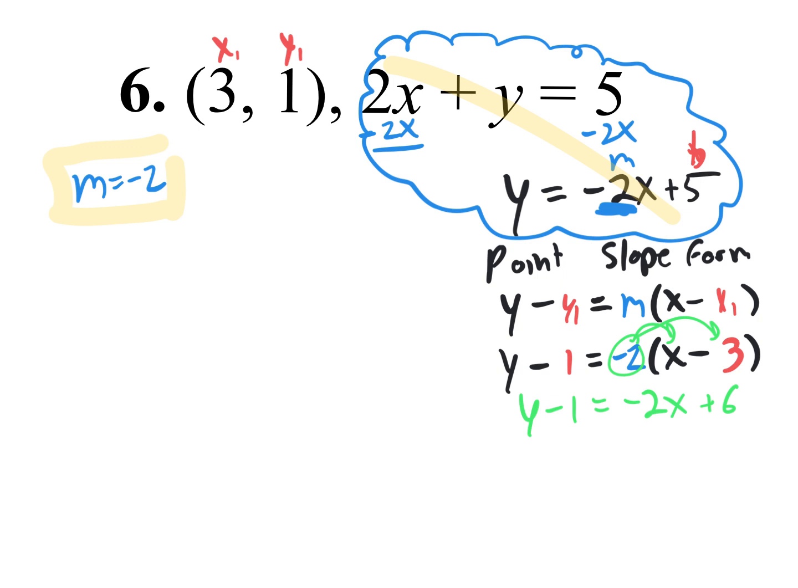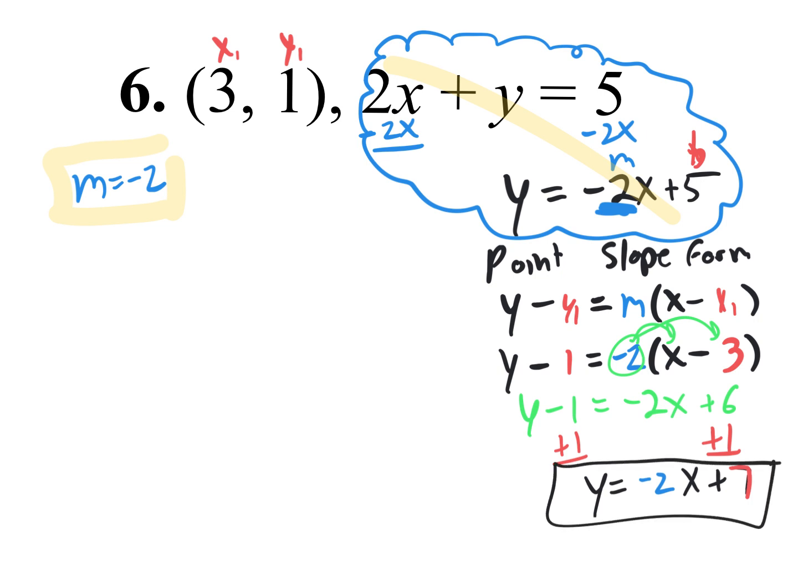We almost have y by itself. All we have to do is get rid of that -1, bless you, by adding 1. And when you do to one side, do to the other, add 1 there. You're going to have y equals, the slope is -2 in front of the x, and then +7. I guess I should have done the b value in red. There you go. So this is my slope-intercept form equation. That is the answer to this problem.